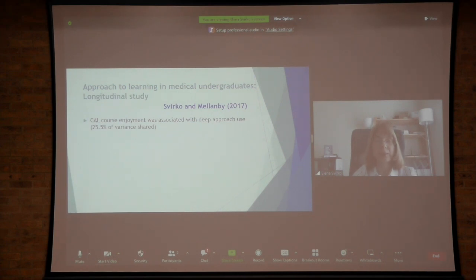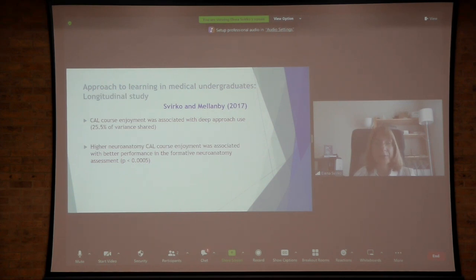We found that enjoyment of the CAL course was associated with a deeper approach. There was 25% of variance shared, which is quite a lot statistically. And I believe this relationship goes in both directions. Students who enjoy the CAL course are more likely to really get into the material, to think about it and connect different topics in their mind. On the other hand, students who do choose a deep approach are more likely to enjoy what they're doing. Just memorizing unrelated bits of information takes a lot of effort and is boring for most people.